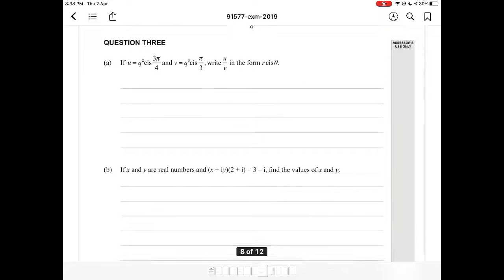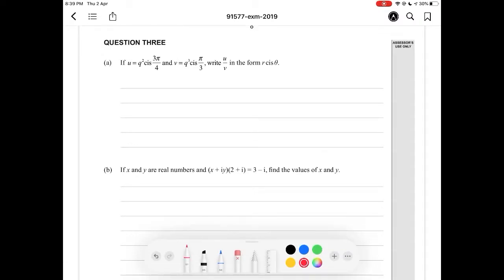Alright, question 3 now. Question 3, if u equals q squared cis of 3 pi over 4, and v equals q cubed, okay, that's a mouthful. So v equals q cubed cis pi over 3, write u over v in polar form. Alright, so we know that u over v is q squared cis of 3 pi over 4 over q cubed cis of pi over 3.